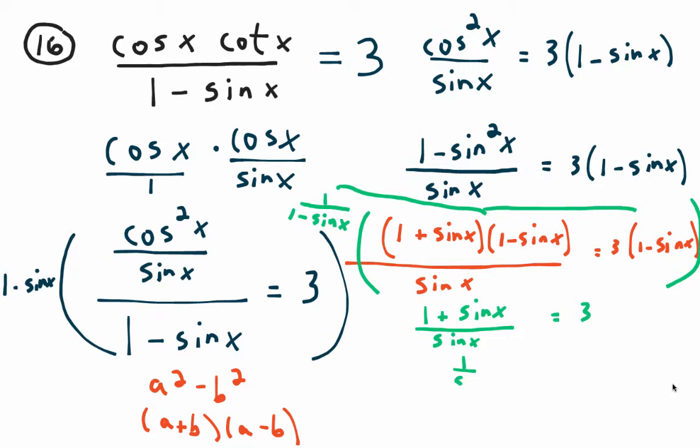So now watch this. Now I have 1 over sine x plus sine x over sine x equals 3. Sine x over sine x is 1. So now I have 1 over sine x plus 1 equals 3. Run out of room again. Need more space. And now I'm going to go to another board. 1 over sine x plus 1 equals 3. I can subtract 1 on both sides. 1 over sine x equals 2.